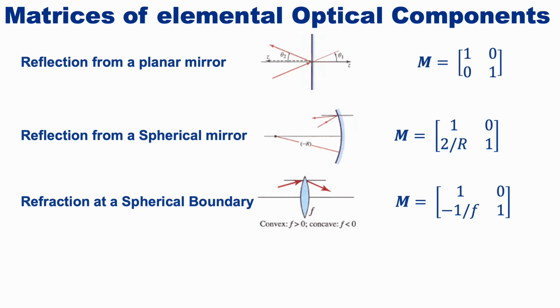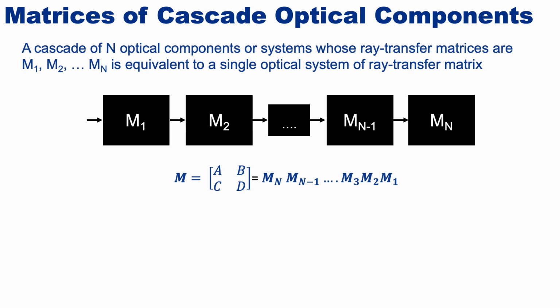For the reflection from a spherical mirror, we still need to obey the angles. The height is not going to change, but the angle is going to change based on the curvature, because it's related to it. And if we have refraction, so if the light travels through a lens, we're going to have a bending. The height stays the same, but the output angle is going to change with the focal length of the spherical boundary.